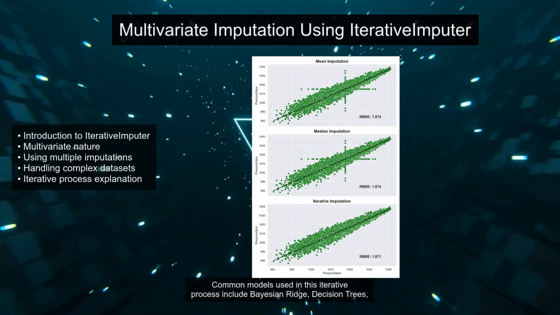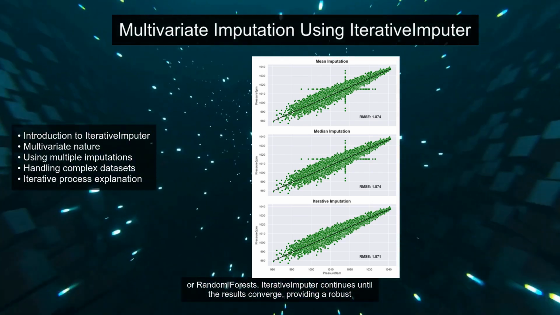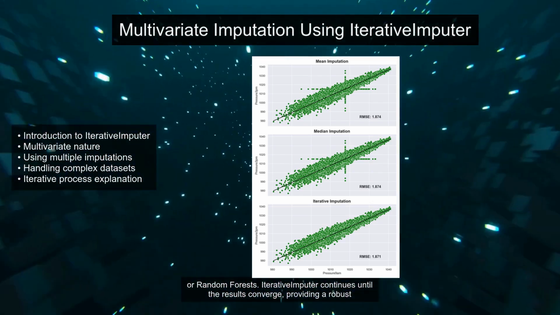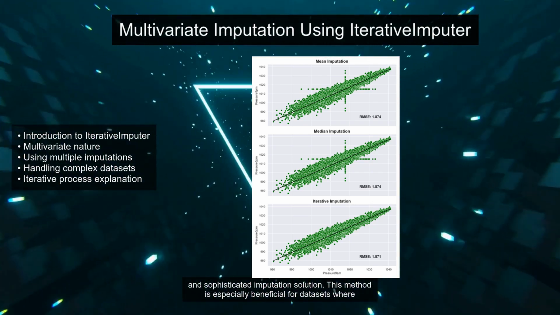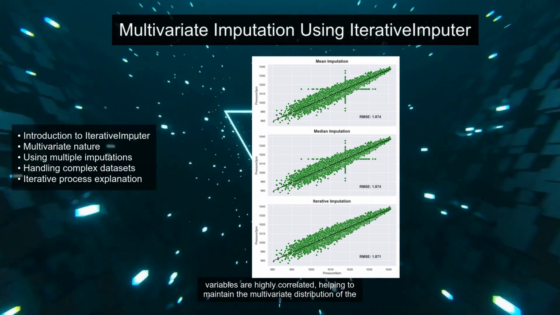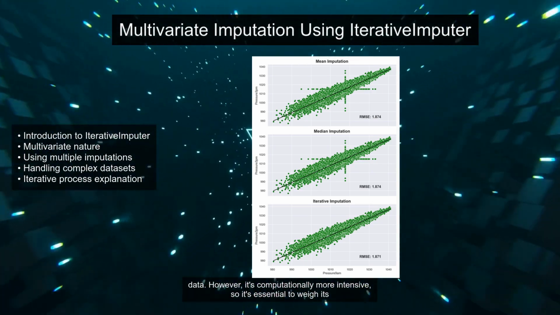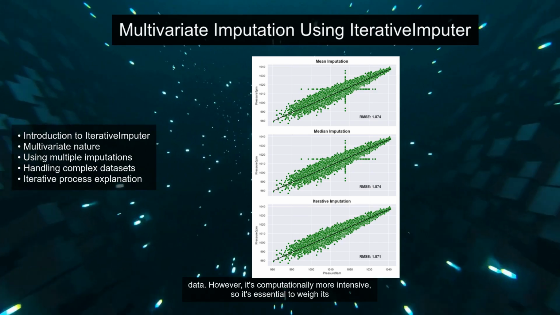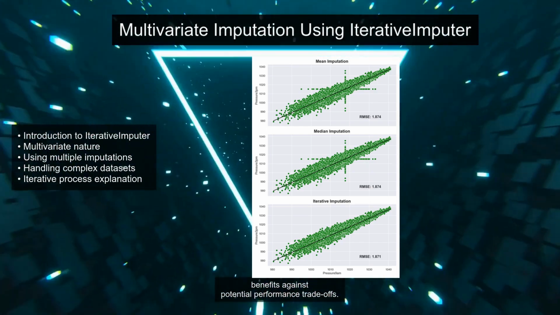Common models used in this iterative process include Bayesian ridge, decision trees, or random forests. Iterative imputer continues until the results converge, providing a robust and sophisticated imputation solution. This method is especially beneficial for datasets where variables are highly correlated, helping to maintain the multivariate distribution of the data. However, it's computationally more intensive, so it's essential to weigh its benefits against potential performance trade-offs.